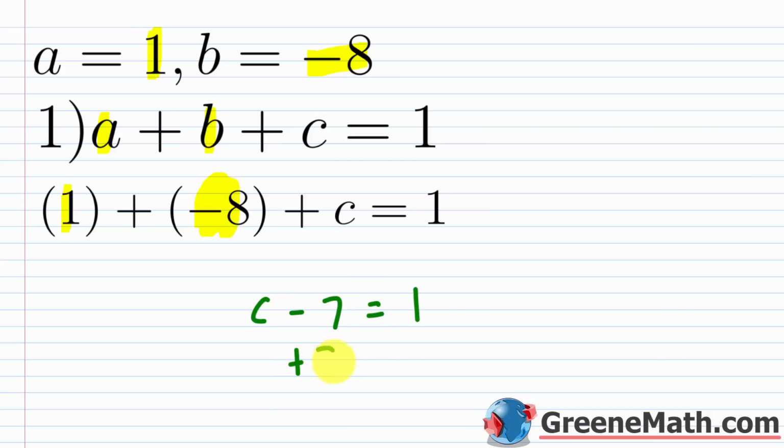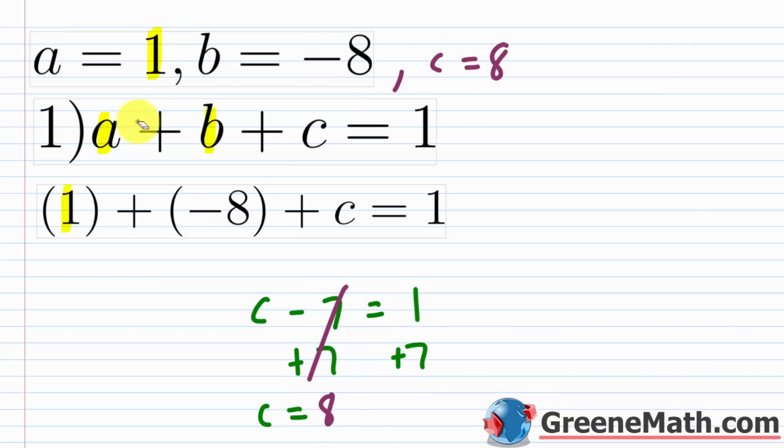And we'll just add 7 to both sides of the equation. So this will just give us that c is equal to, let me show this as canceling, 1 plus 7, which is going to be 8. So let me put a comma here and put that c is equal to 8. So let me erase all of this, and we can just write out our answer.